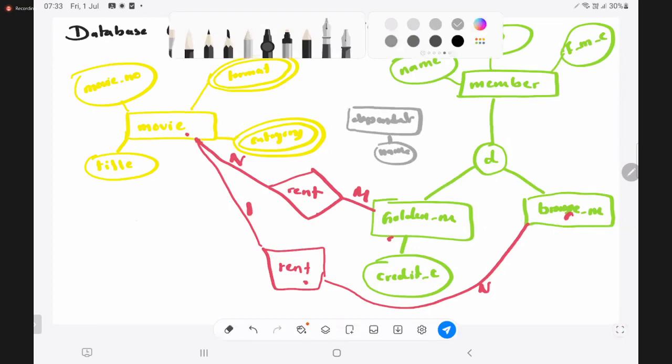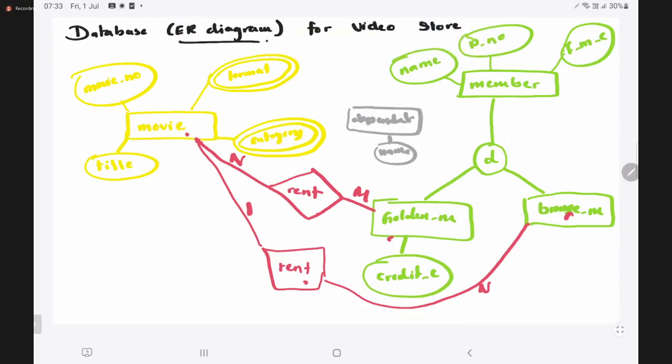Right, what is the relationship between member and dependent? What is the relationship between member and dependent? Let's ask someone.